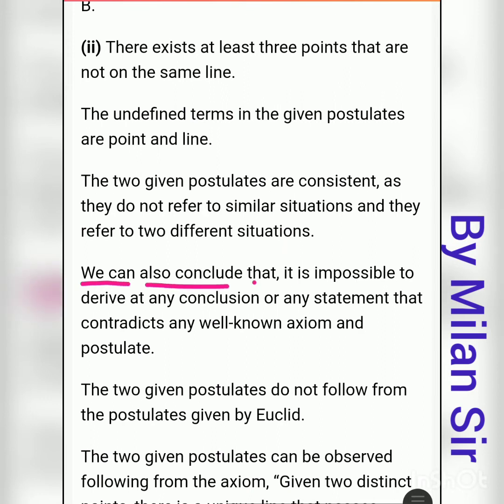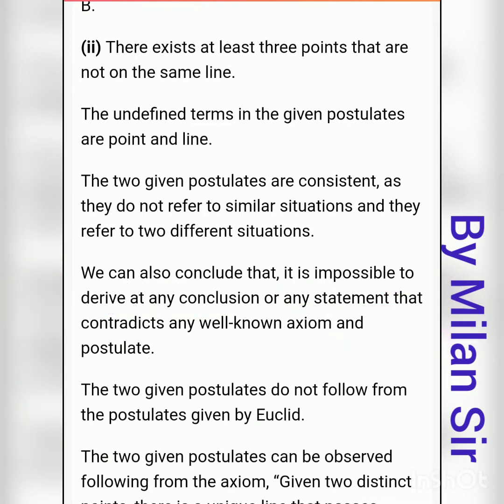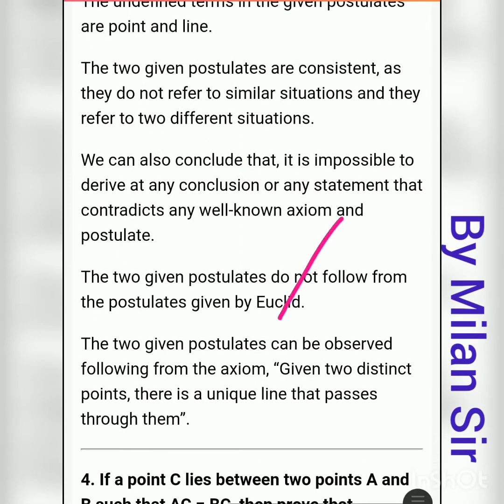We can also conclude that it is impossible to derive any statement that contradicts any well-known axiom or postulate. The two given postulates do not follow from Euclid's postulates. Euclid's postulates are different and these two postulates are different. So the given postulates can be observed as following from the axiom: given two distinct points, there is a unique line that passes through them.